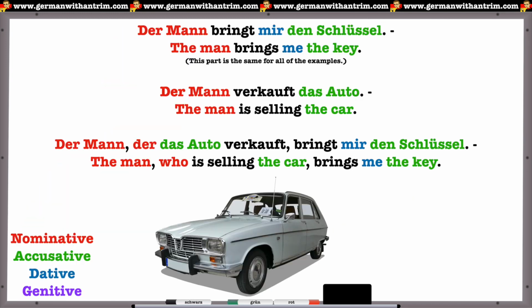Simply remove the word Mann from behind the article and use that article as a sort of pronoun. Der Mann, der das Auto verkauft, bringt mir den Schlüssel. The man who is selling the car brings me the key.